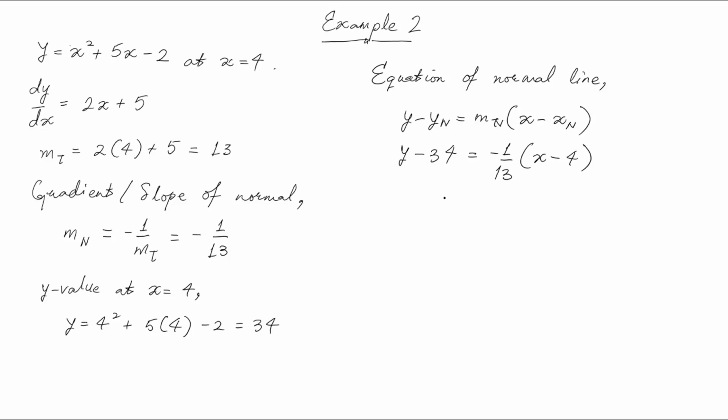You can rewrite your answer as before, y equals mx plus c. And also you can write your answer in general form like this: 13y plus x minus 446 equals 0. So that is the equation of the normal that we are looking for.